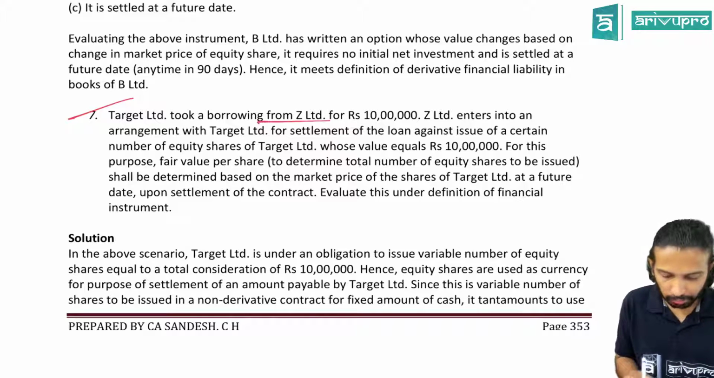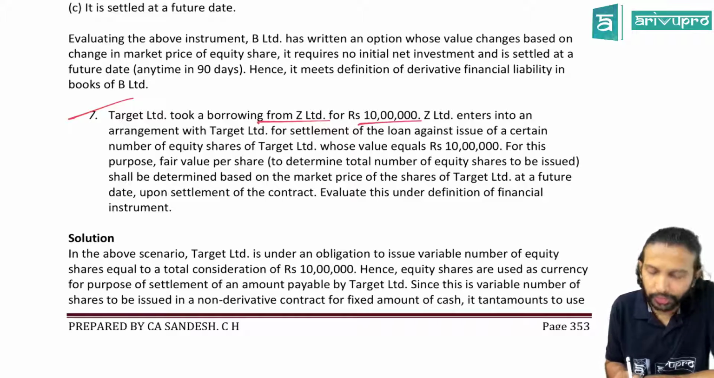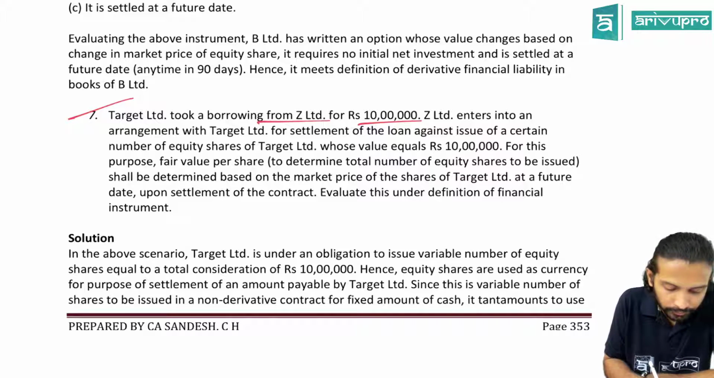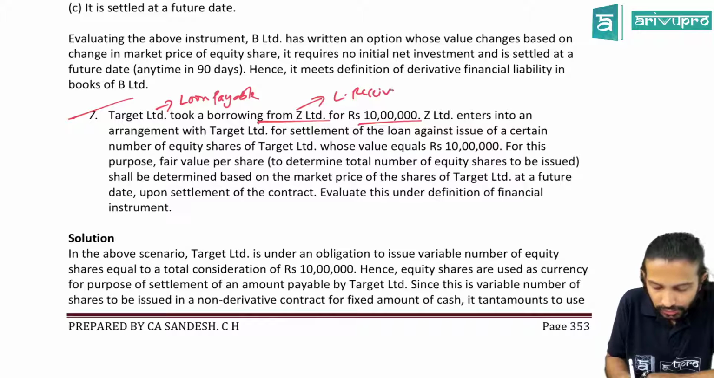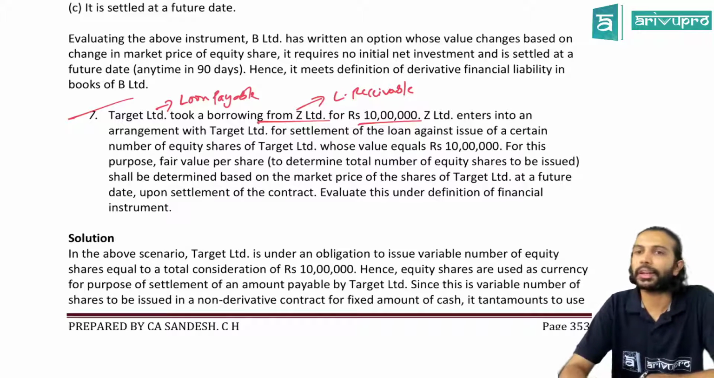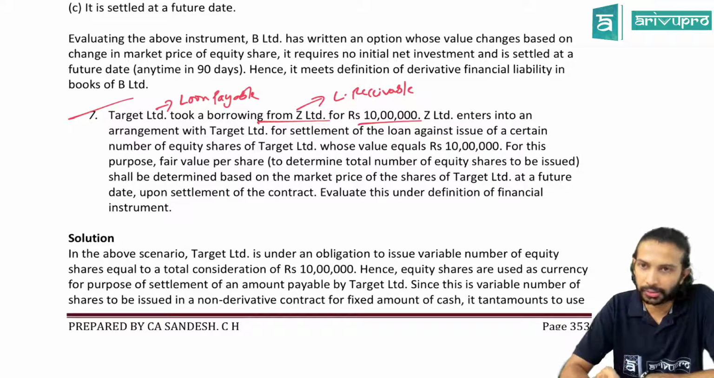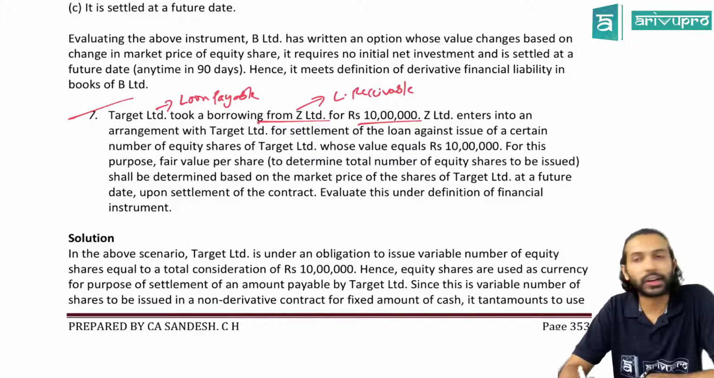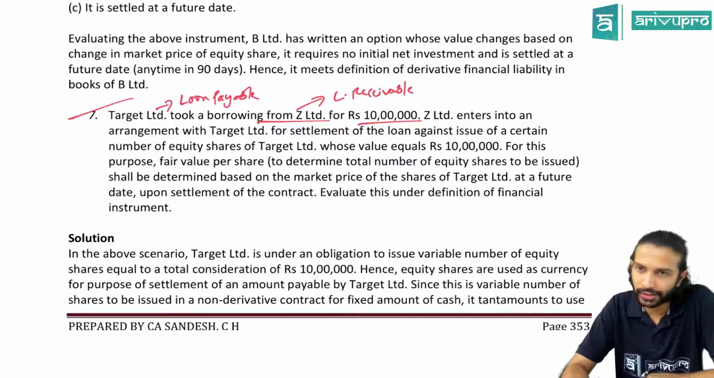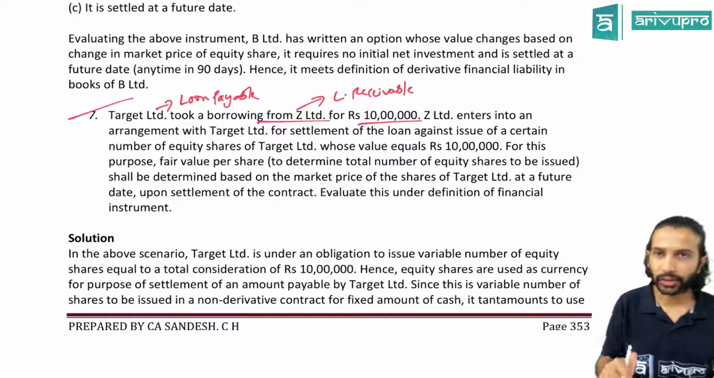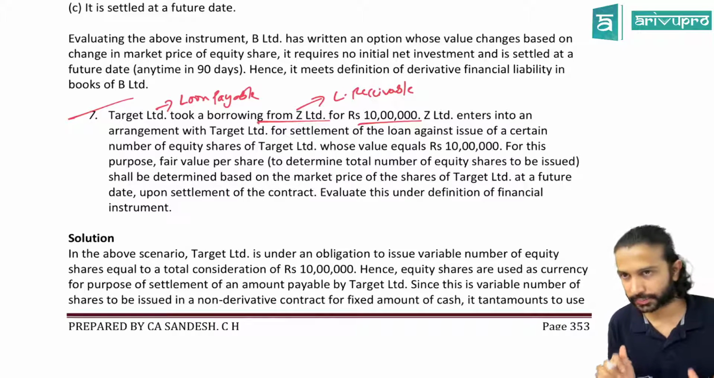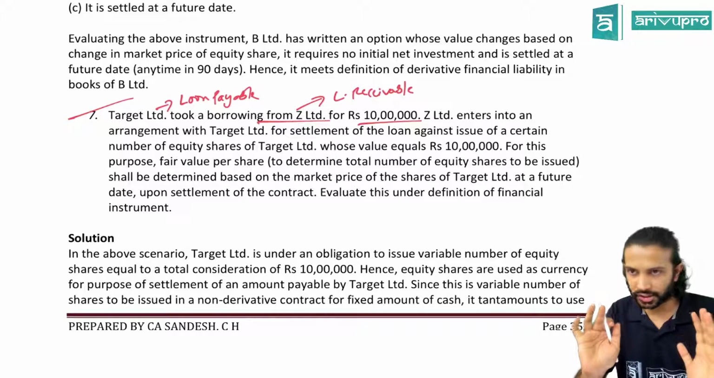Target Limited took a borrowing from Z Limited for 10 lakh. That means we have taken a loan, so I'll call it loan payable. For Z Limited it is loan receivable. So for one company, loan payable means we have an obligation to pay cash, which looks like a financial liability. The other company has a contractual right to receive cash, so it looks like a financial asset. Let's see what they're trying to ask here, from whose perspective. Are you in sync with me?